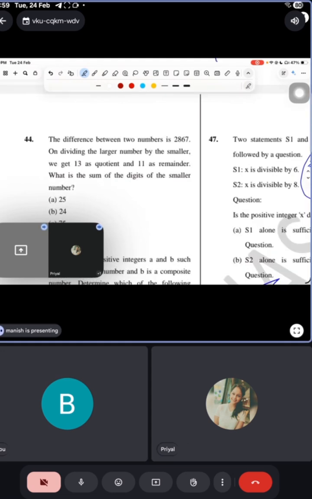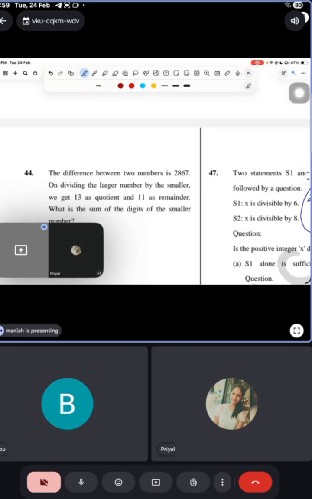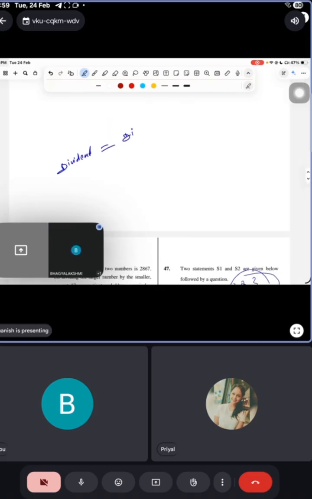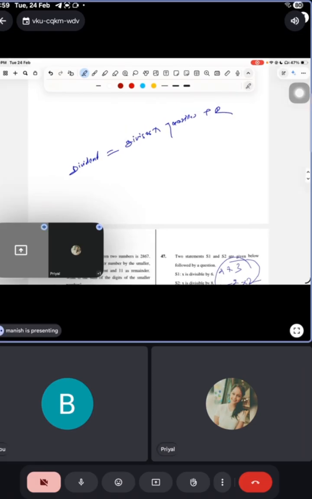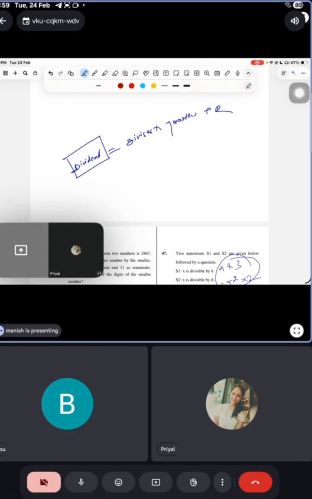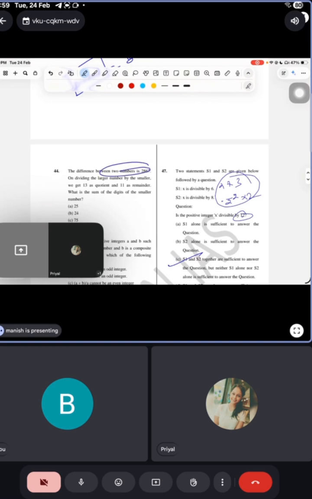See guys, one thing I have heard from my 5th class, this formula: dividend equals divisor into quotient plus remainder. So here the dividend will be what? The number. But there are two numbers.